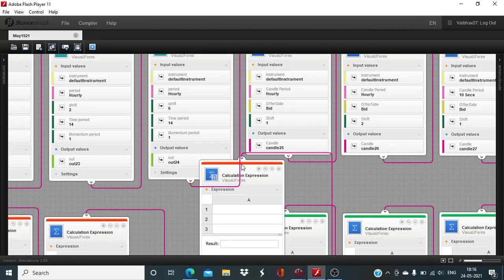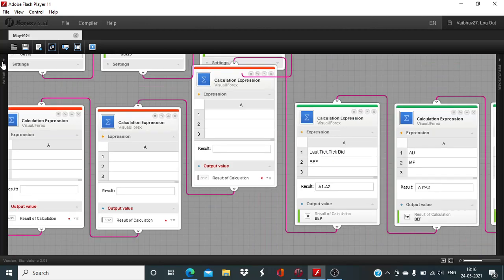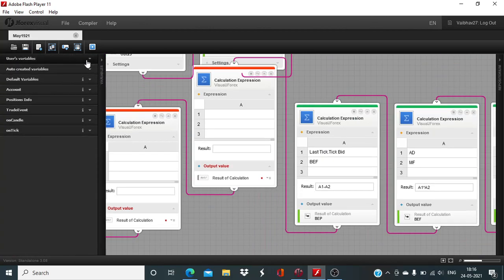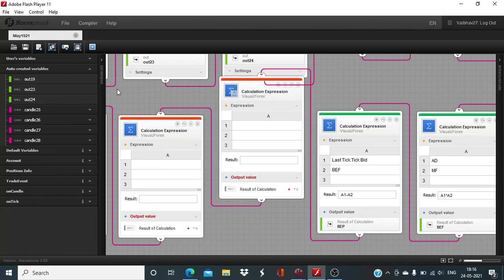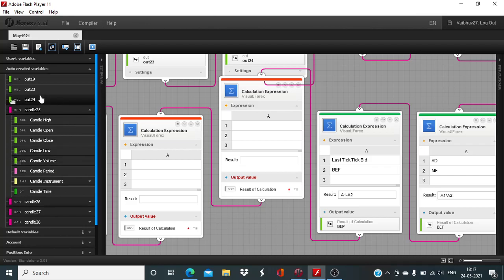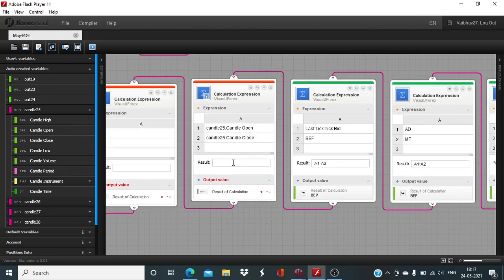In the calculation expression box, I think 4 will be needed, one for defining the order validity. Last hour get historical candle is being defined by candle 25. So I will deduct candle 25's closing value from the opening value, and the difference should be more than 6 pips. This will be A1 minus A2.